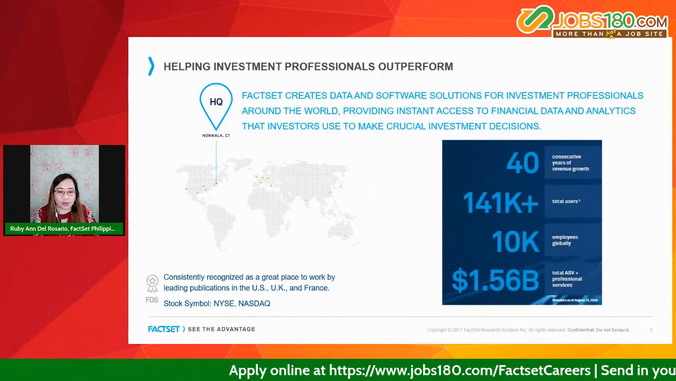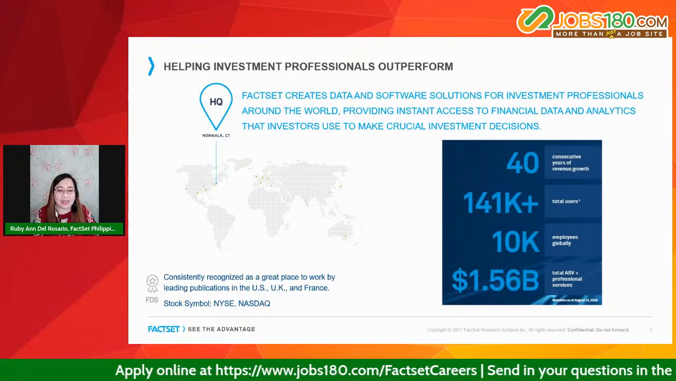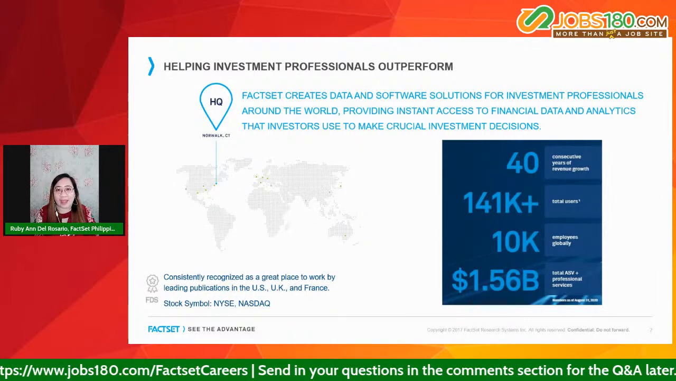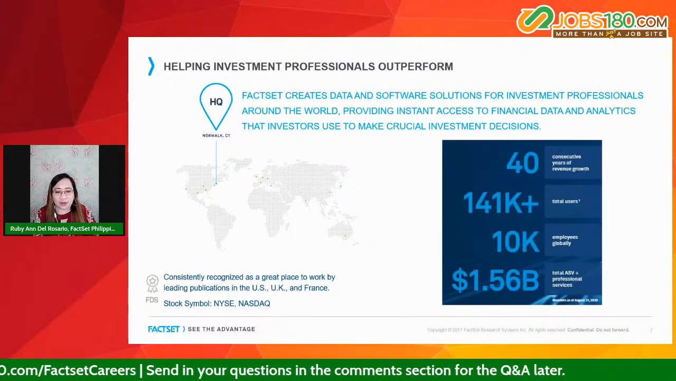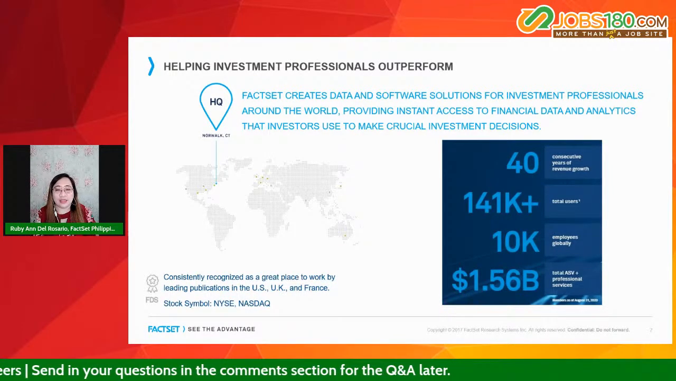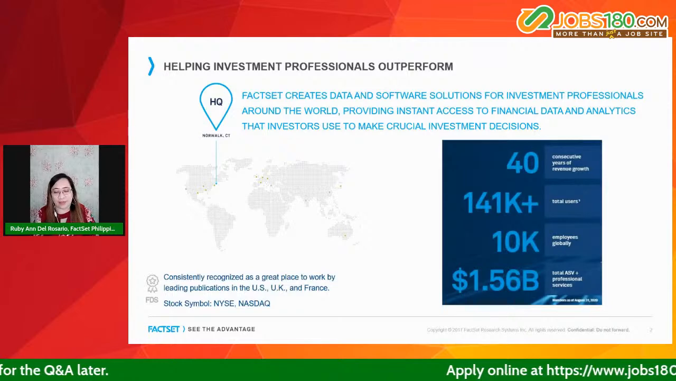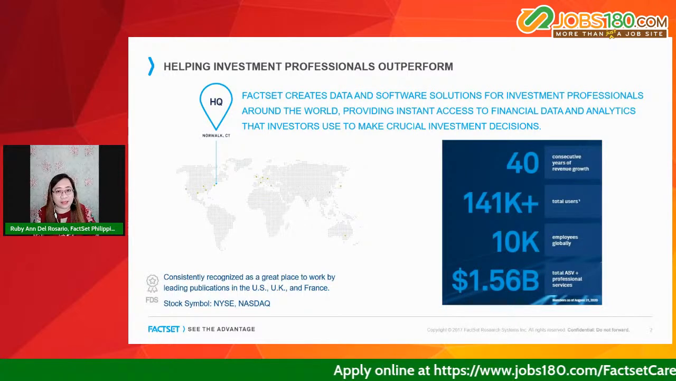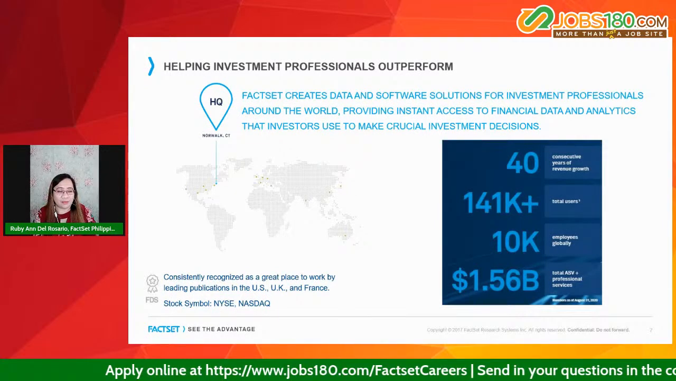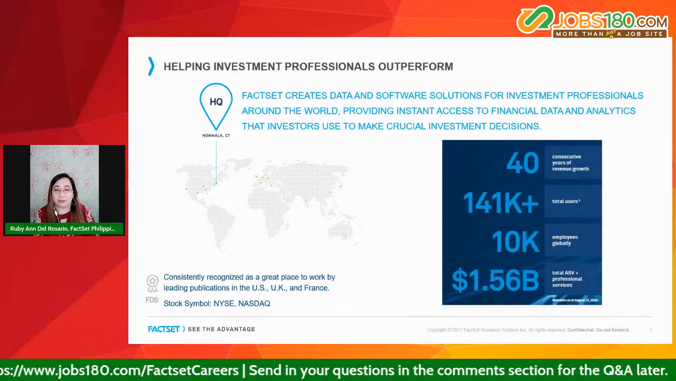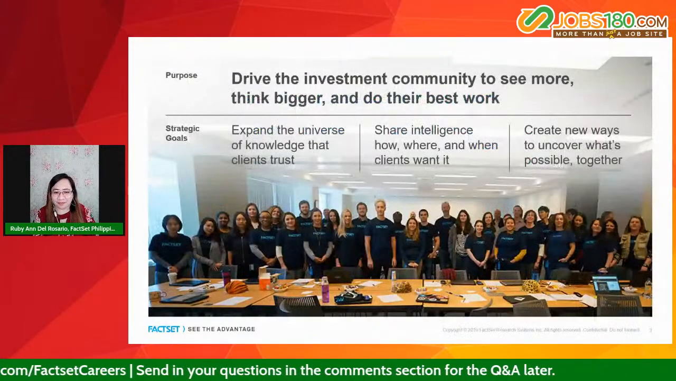So FactSet is also consistently being recognized as a great place to work by leading publications in the US, UK, and France. So far, we have 40 consecutive years of revenue growth, over 141,000 total users of FactSet Workstation, with 10,000 employees globally, and $1.56 billion total ASV and professional services.